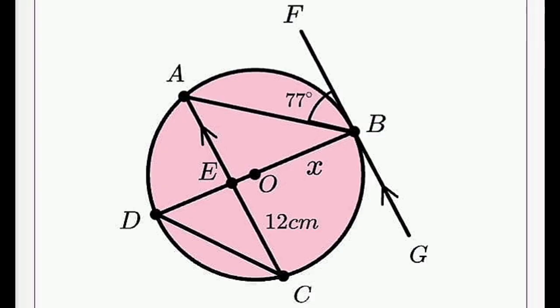Remember, the angle at E on AEB is 90 degrees. So we have X as the base, and we have an angle of 13 degrees at B.